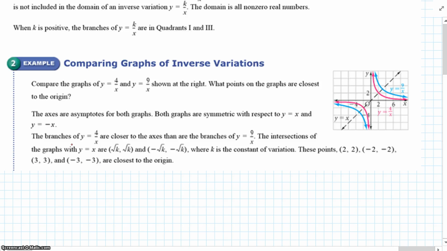The branches of y equals 4 over x are closer to the origin than the branches of y equals 9 over x. The intersections of the graph with y equals x are square root of k, square root of k, and negative square root of k, negative square root of k, where k is the constant of variation. These points are 2, 2, and negative 2, negative 2. 3, 3, and negative 3, negative 3. Okay, so let's repeat that again. The branches are closest when our x and y values are the same along this axis. So square root of k, square root of k, and negative square root of k, negative square root of k.